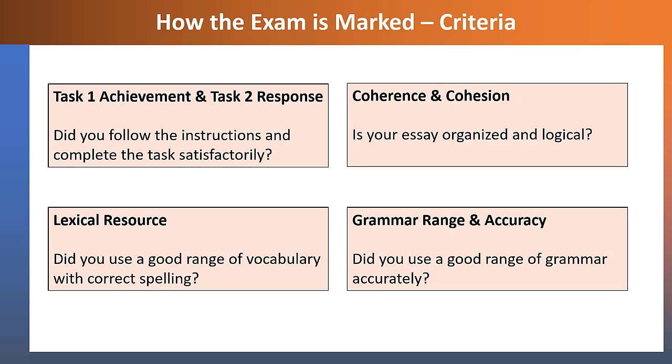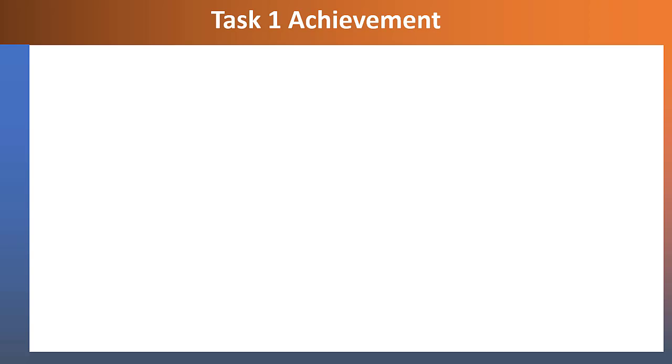You will get a score out of 9 for each of these. Your final writing score is the average of these 4. For example, if for 2 criteria you scored 7 and another 2 you scored 6, you would get an overall score of 6.5. Now, let's look at the criteria in more detail and what is expected of you.